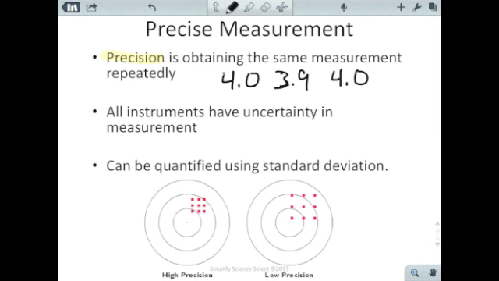In chemistry, if you get 0% error, you probably did something wrong because there's always going to be a little bit of inaccuracy, or the instrument is not going to be as precise as we want it to be. When we're looking at precision, we can quantify using standard deviation, meaning how far apart are our numbers.